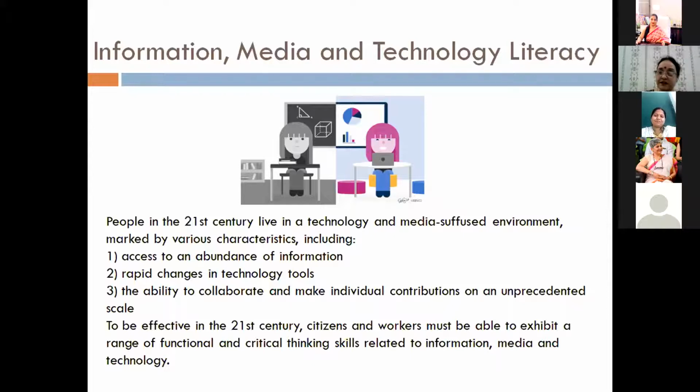Now, they make individual contributions on an unprecedented scale. This is again very important, that everybody collaborates and learns, as is what exists with Sahodaya: we all learn, share, and rise together. Knowledge is all about sharing and learning with each other.